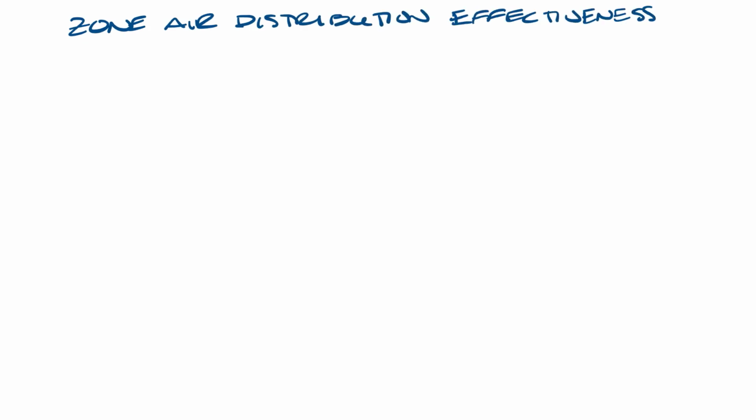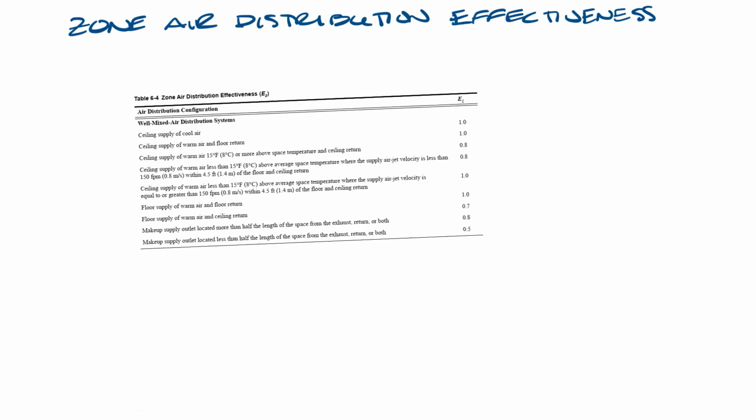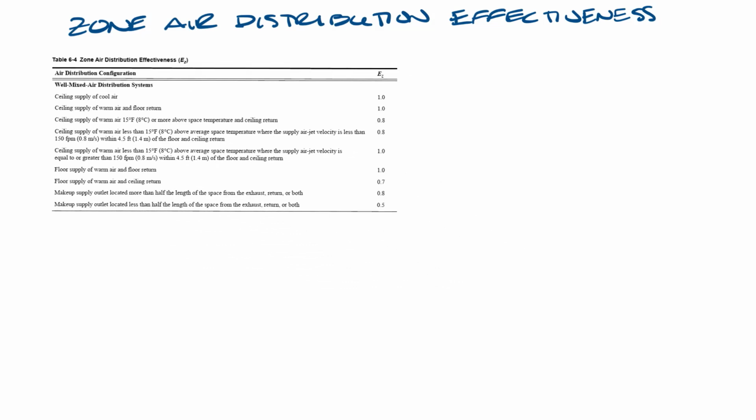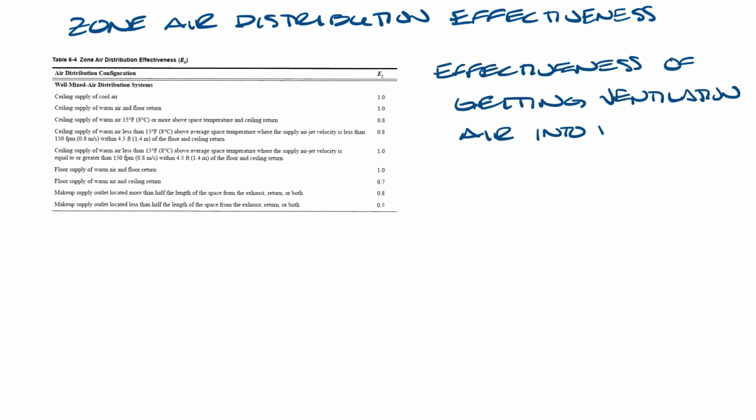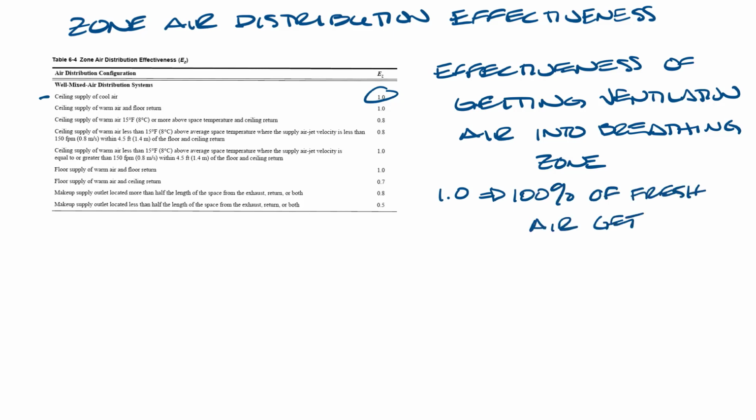There's another section that I want to discuss, and that's the zone air distribution effectiveness table. It looks like this. Basically, different air distribution methods have different ventilation effectiveness. The effectiveness is how much of that ventilation air actually gets into the breathing zone. For instance, the typical ceiling supply of cold air gets an Ez score of 1.0, meaning that 100% of the fresh air brought in will get into the breathing zone.